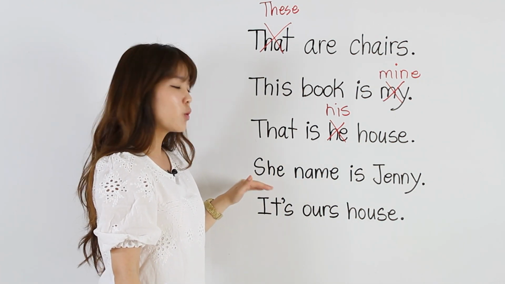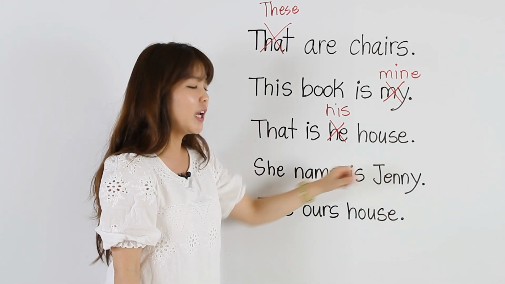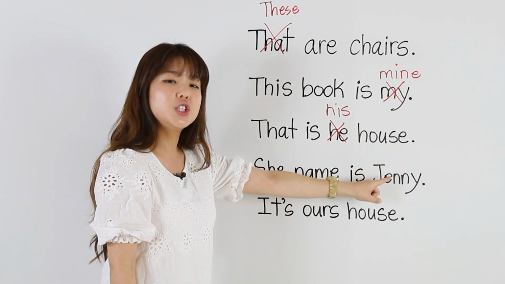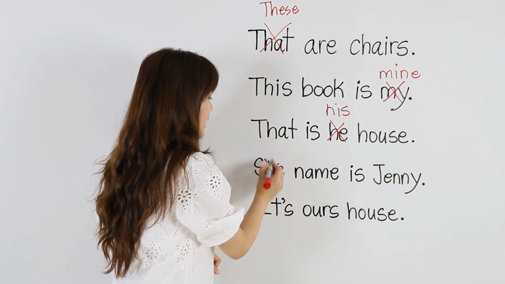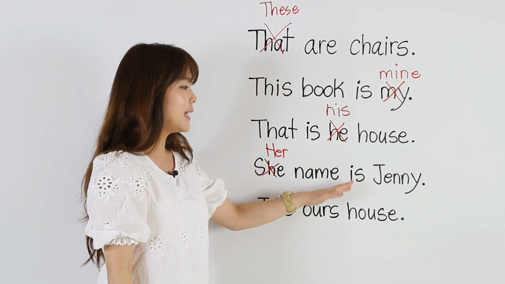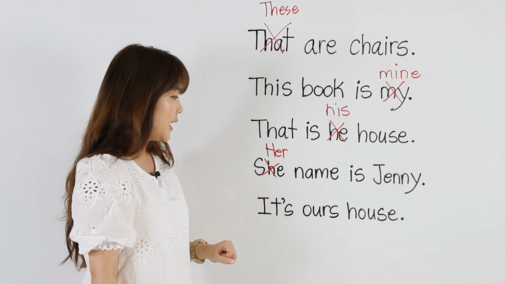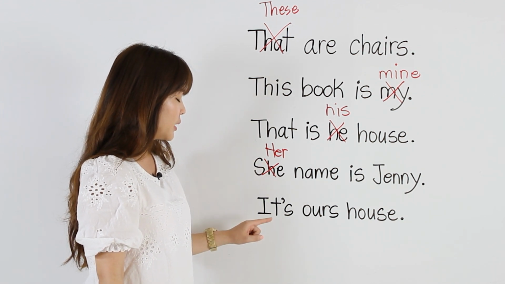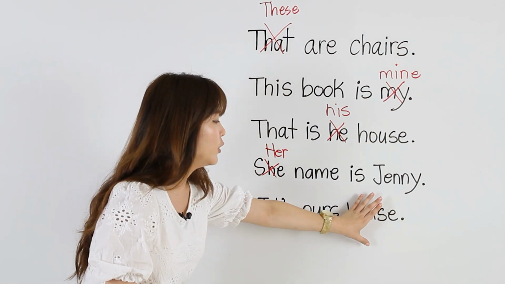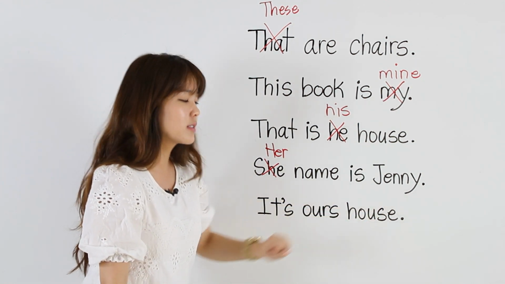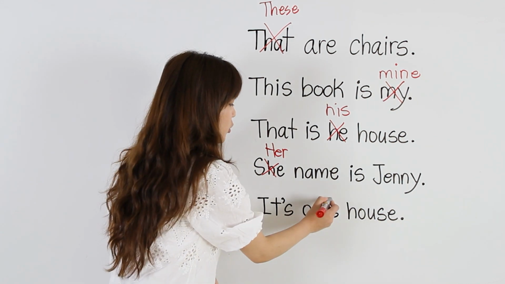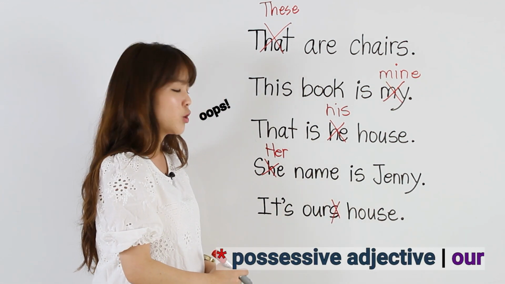Similarly, for the next one, she name is Jenny. We want to show that this name belongs to Jenny. So we say her. Her name is Jenny. Okay, and the last one is also similar. It's ours house. Now, if we don't have house, it's ours. We can say that. But since we have a noun, we use the possessive adjective.